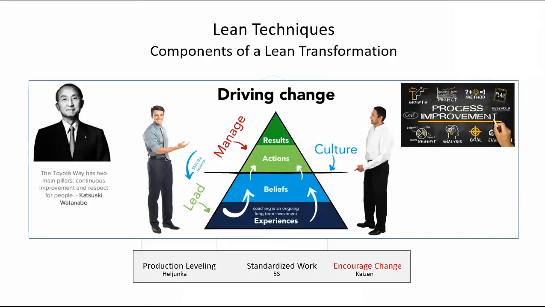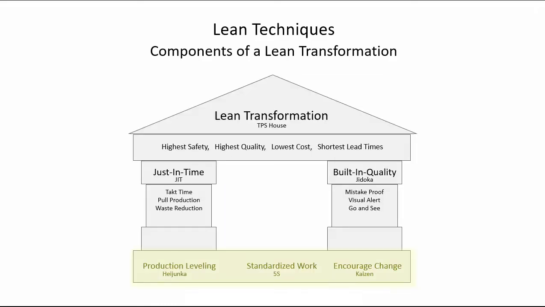Once both production leveling and work standardization have been implemented, it's time to begin creating a culture that relentlessly improves upon the standard. Once the foundation has been laid, we can build upon the culture of continuous improvement. There are two pillars of the TPS house, just-in-time and built-in quality.